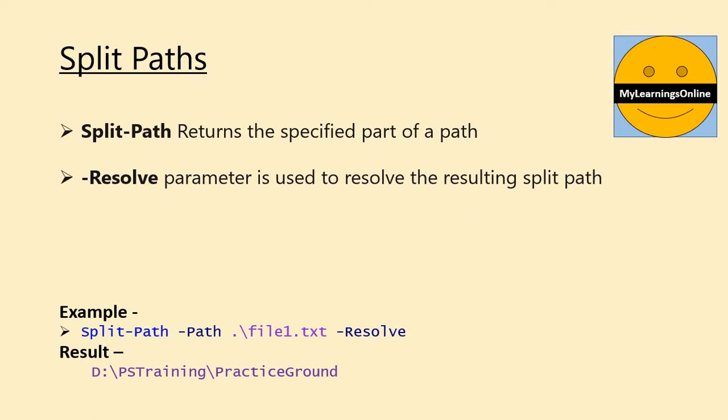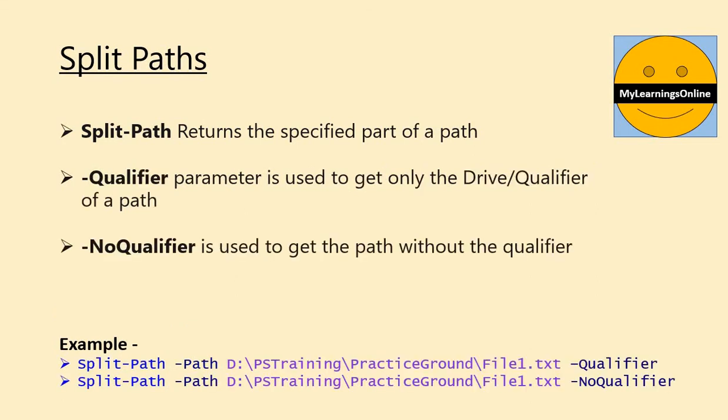In this example, we are trying to split a relative path, and after the split, we will get only the parent folder or parent path. In this example, the parent folder is dot, which means it is the current folder. Sometimes there may be cases where we are interested only in knowing the drive of a path. The qualifier parameter is used to return only the drive of a path. We can use the no qualifier parameter to get the path without the drive.